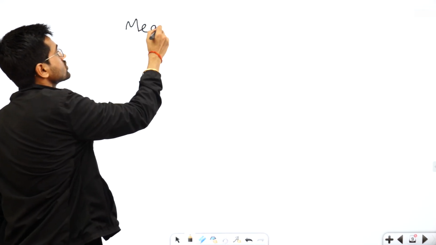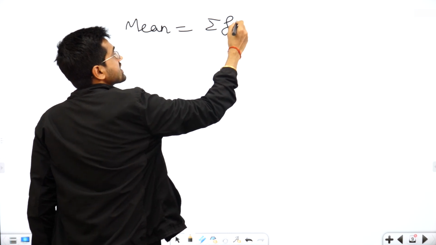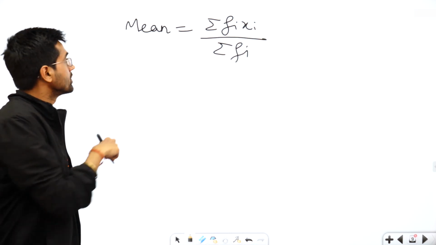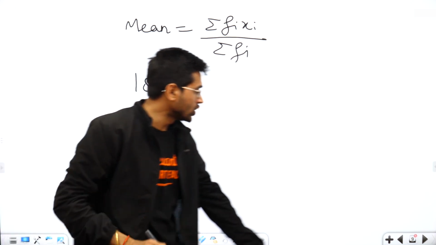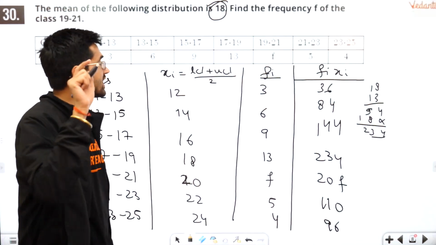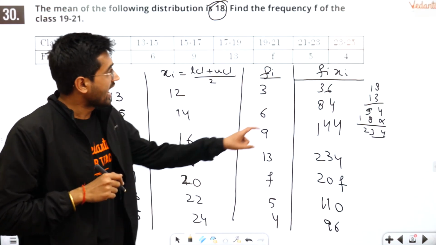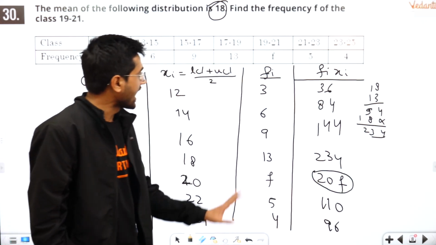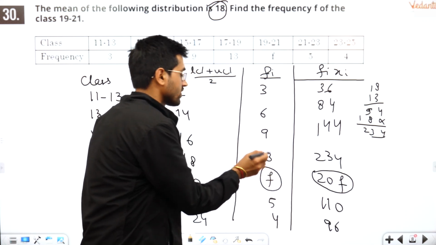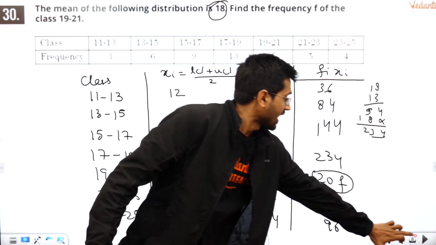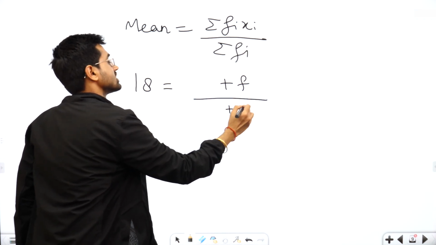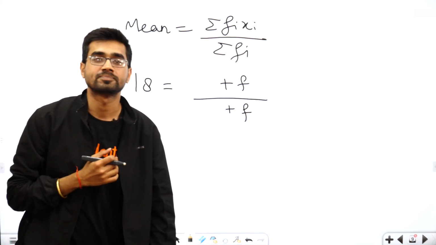I'm going to add the page and write the formula. Mean is equal to sigma fi xi, the sum of all the values, upon sigma fi. Mean is given, 18. What you have to do, as homework, is tell me the answers in the comment box. Add all these values, do not add 20f. Just add all these values, add all the frequencies, do not add f. Something will come and it will look like this. Sum with plus f and sum with plus f. Simplify and get the answer.